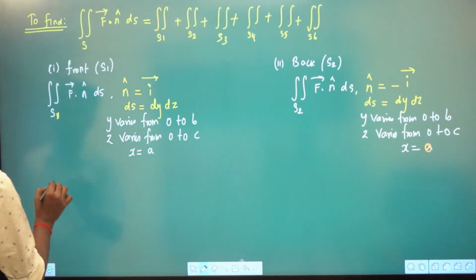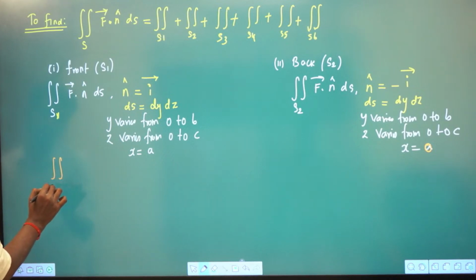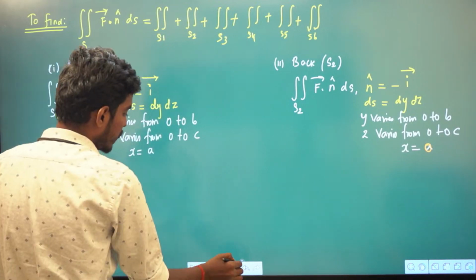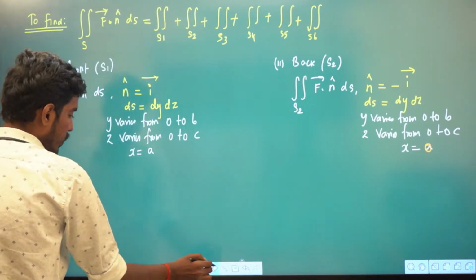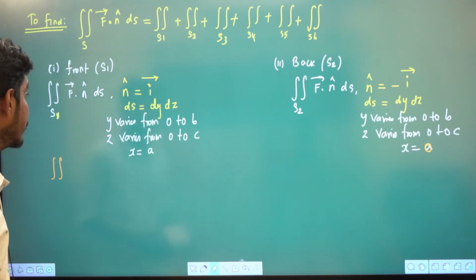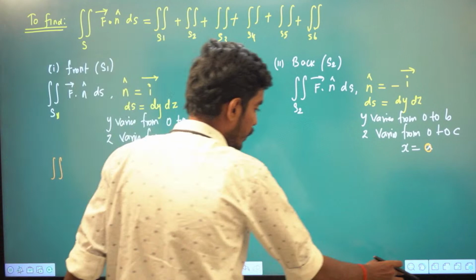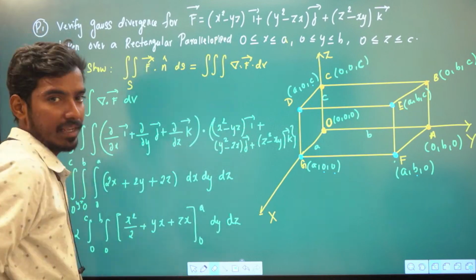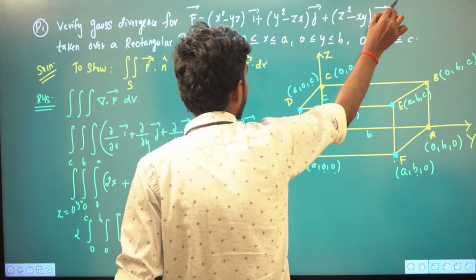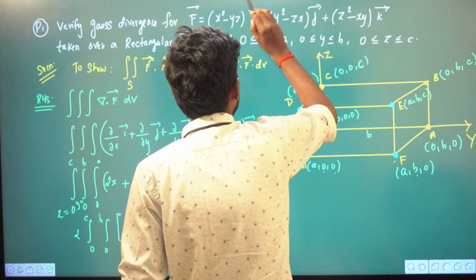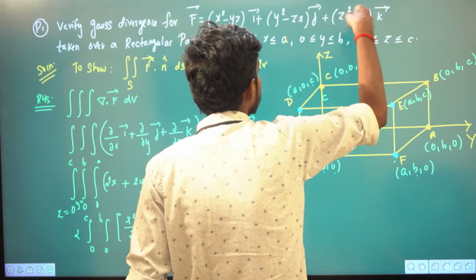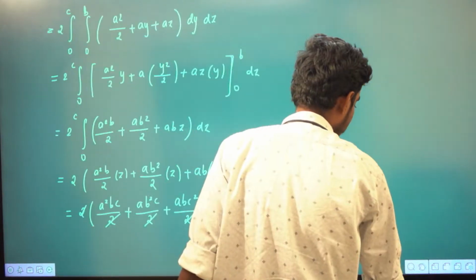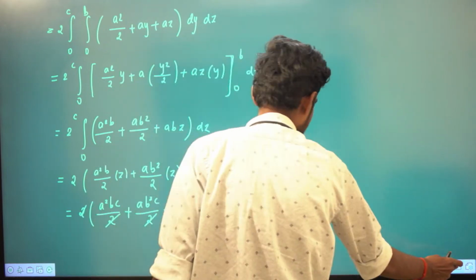Now we will do it. We need to find the double integral over S1 of f vector dot n cap. We already know the f vector. So f vector dot n cap, which is f dot i, because n cap is i. So what is f dot i? If you make a dot product of f with i, you will have only x square minus yz, yes or no? The other two terms will be 0 because there is no j and k. So you will have x square minus yz.